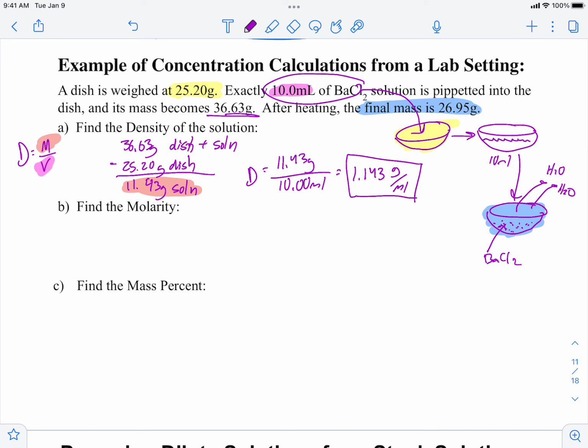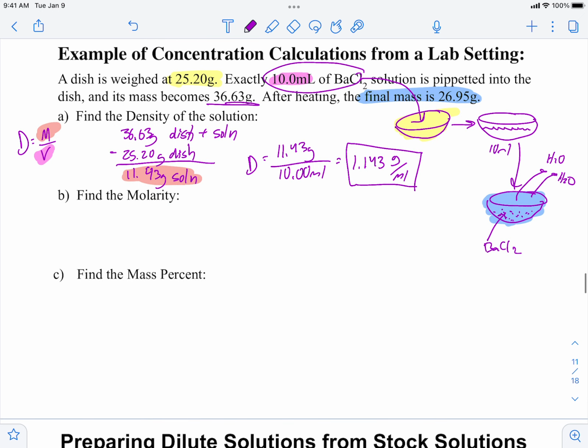The solution contains solute and solvent, whereas water is just a solvent. So solutions will generally have densities greater than water.